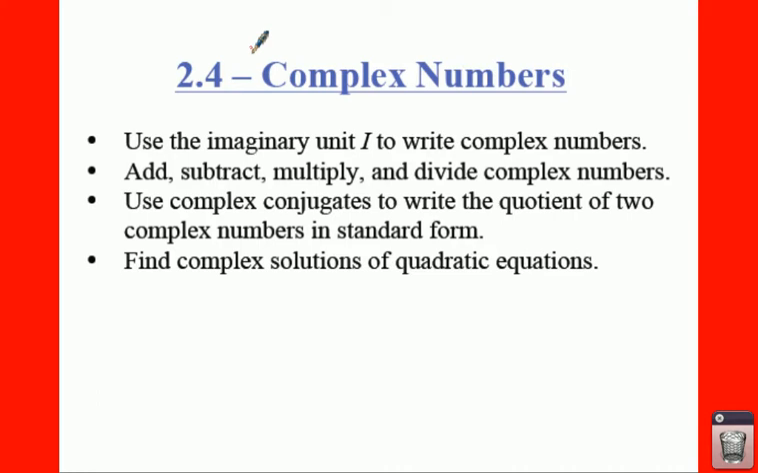Here in 2.4, you're going to be dealing with complex numbers, and basically a complex number is just the imaginary unit i that we're going to use to write complex numbers. If you remember, i is equal to the square root of -1, and i squared equals -1. So if you square both sides, that gives you an i squared on the left, and on the right side the square and the square root just cancel.